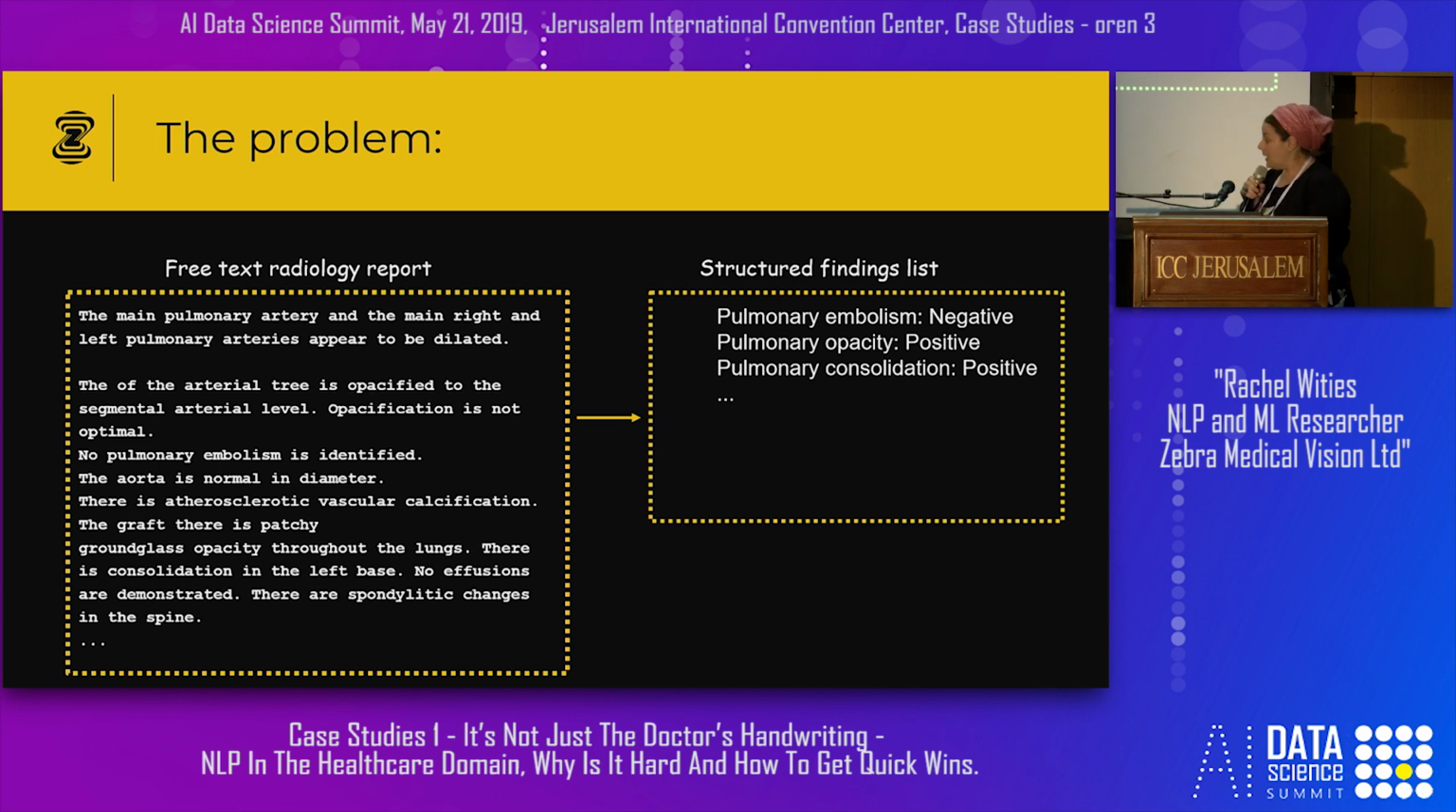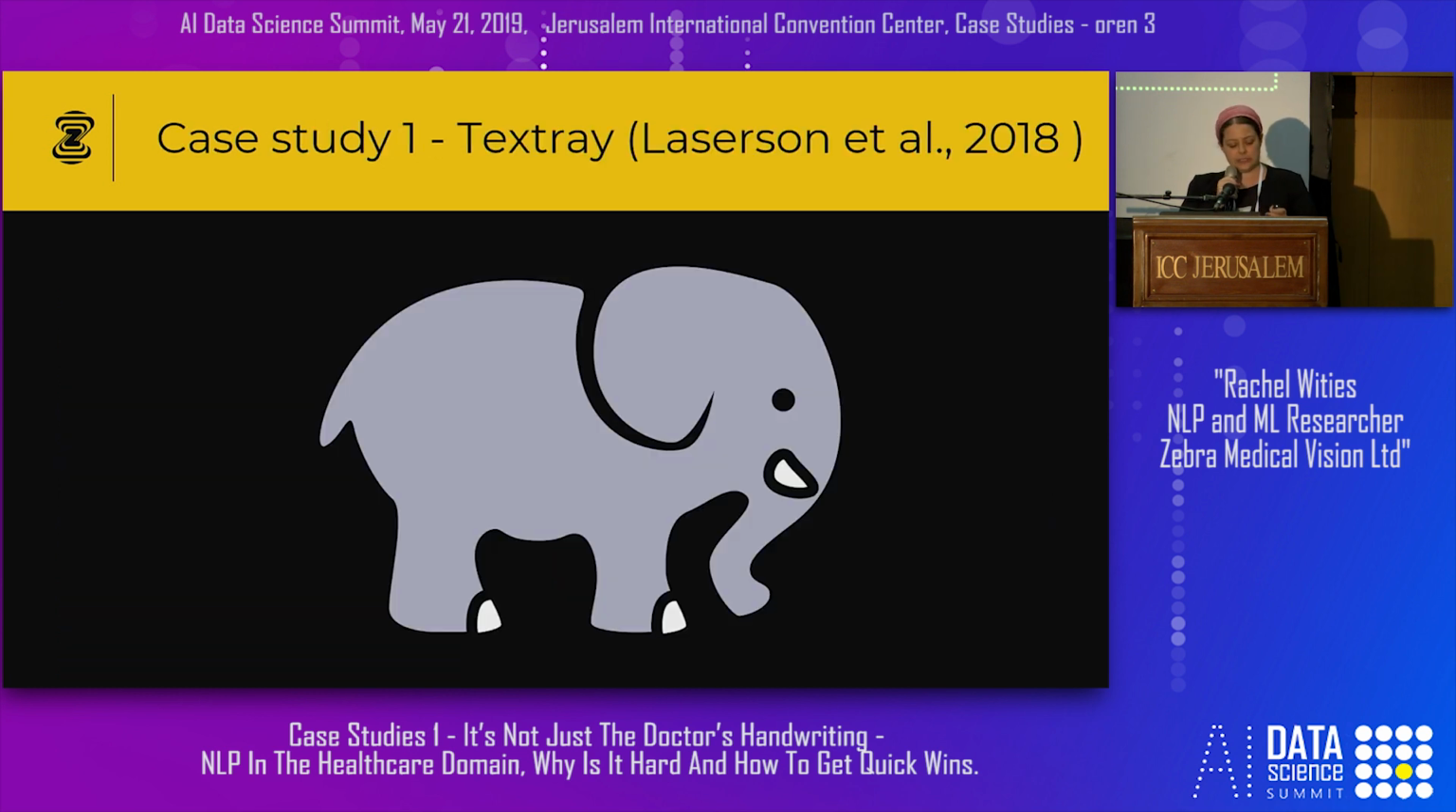And what we want to have is this. We want to have a structured finding list that says that the person in this image was negative for pulmonary embolism, positive for pulmonary opacity, and so on. Okay, why do we need it? A lot of reasons. One of them might be that we want to train an image algorithm on these labels. Okay, so I'll show you two case studies who try to solve this problem.